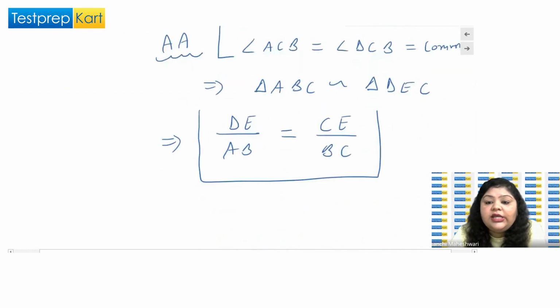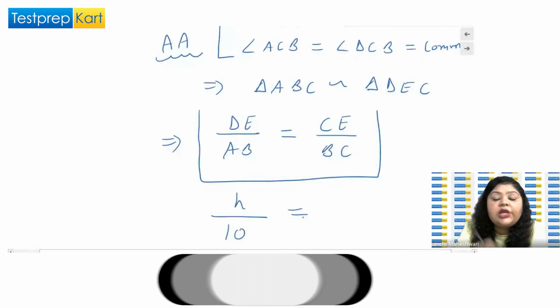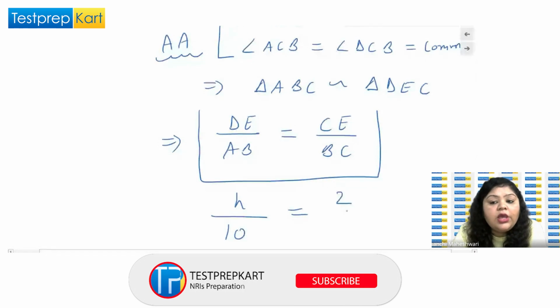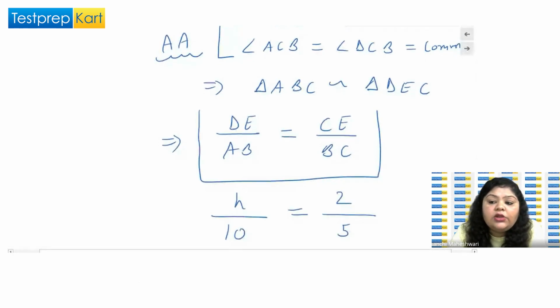So let's just back substitute the values now. DE we were looking for, the height of the second tree. AB is the height of the first tree, which is 10. CE is the shadow of the second tree, that is 2 feet long. And the shadow of the first tree is BC, that is 5 feet long. Now let's just simplify that.